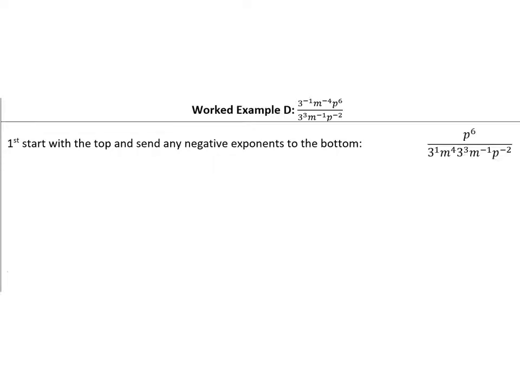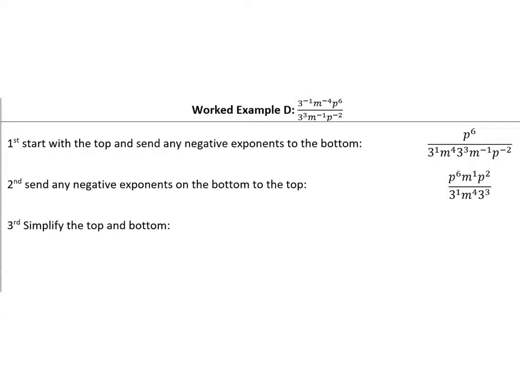Last worked example for exponents. First, start with the top and send any negative exponents to the bottom. So that leaves just the p to the 6th on top. The 3 to the 1st and m to the 4th get sent to the bottom. Second, send any negative exponents on the bottom to the top. And so we get that m to the 1 and p squared on top with that p to the 6th.